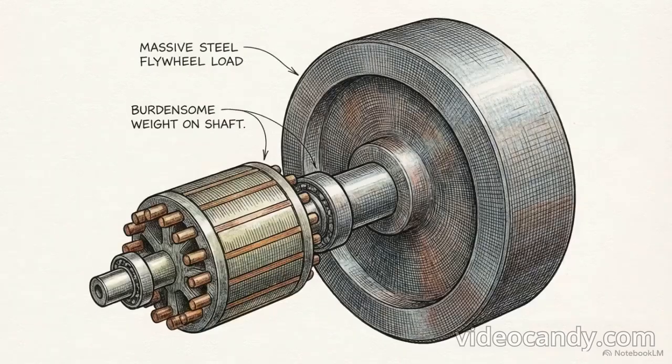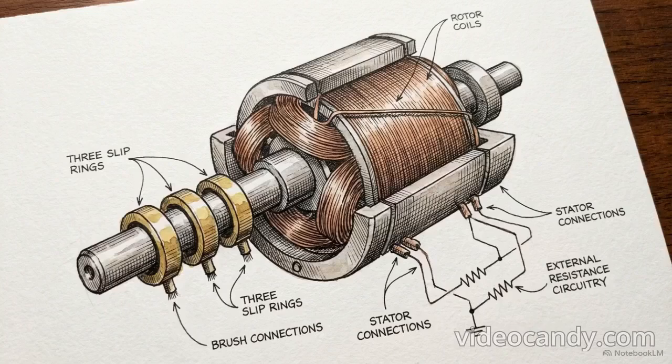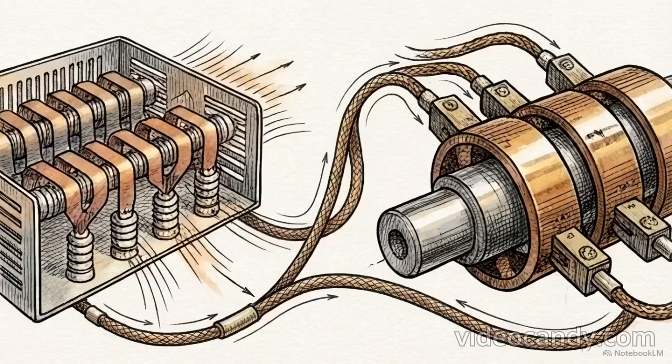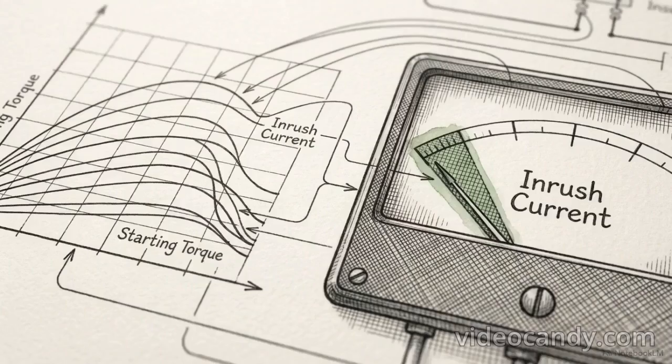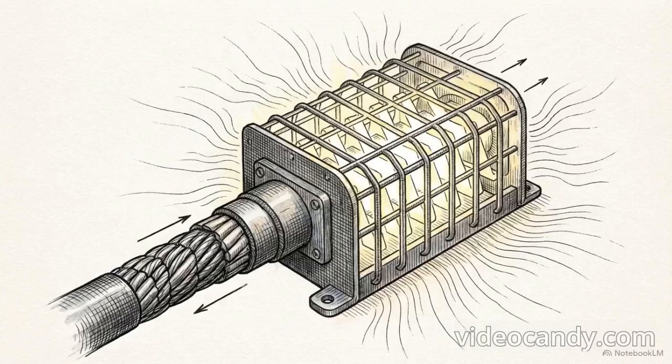If we look back at our speed equation, assuming our frequency and poles are locked by the grid, we have one variable left, S, the slip. Slip is the difference between the speed of the rotating magnetic field and the physical rotor. In a solid squirrel cage motor, slip is dictated entirely by the load. To manipulate it, you need a specialized machine called a wound rotor induction motor, which routes the rotor circuitry outside the casing via physical slip rings.